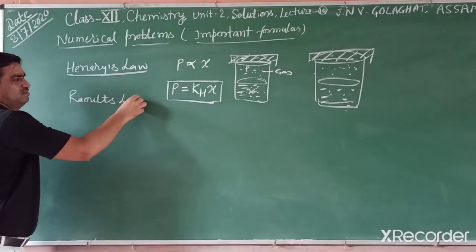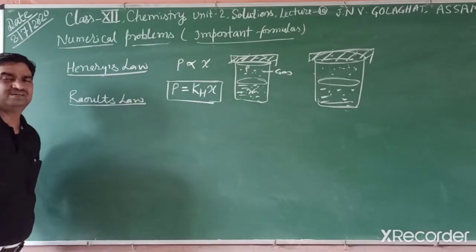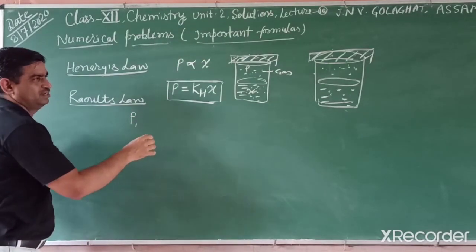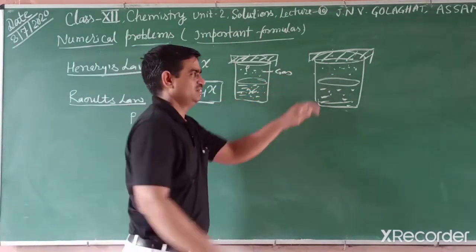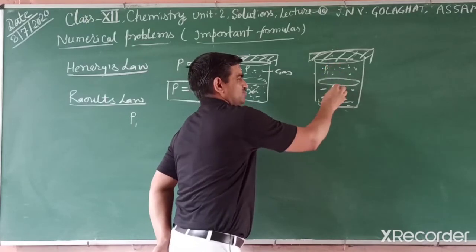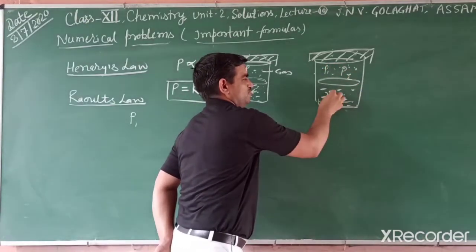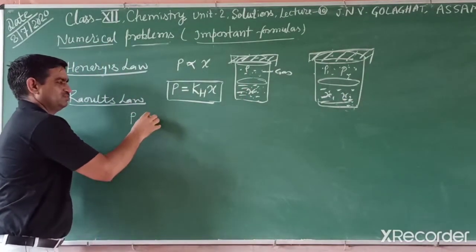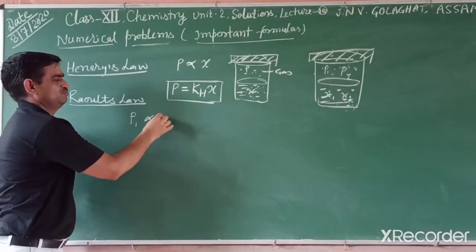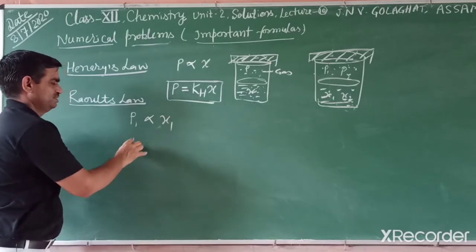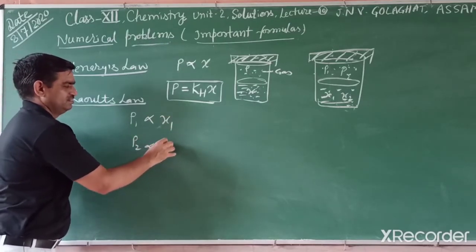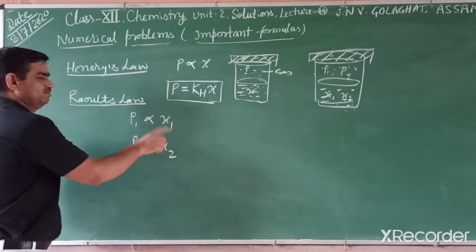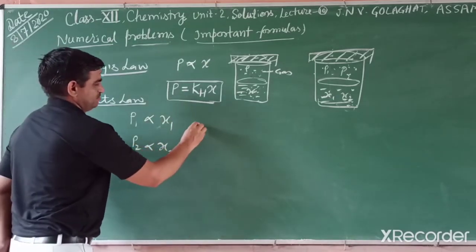Raoult's law. When both the components are volatile, how can we write it? The partial pressures over the solution are P1 and P2, with mole fractions X1 and X2. The partial pressure over the solution is directly proportional to the mole fraction of the respective component. We already discussed this in detail in earlier videos, so we only revise.